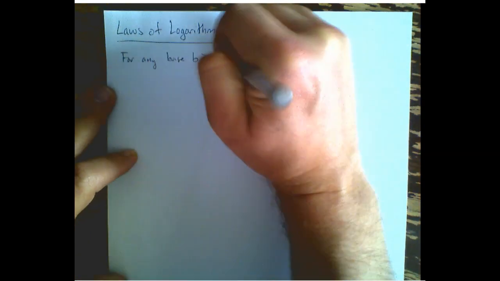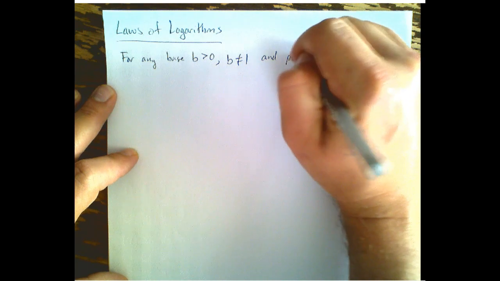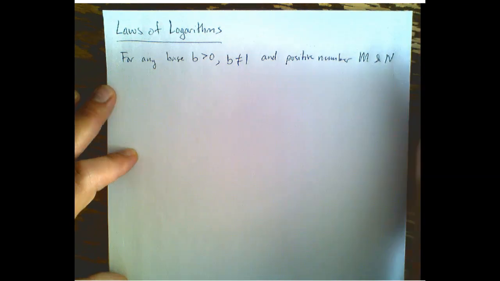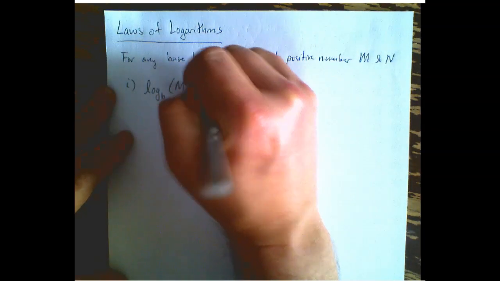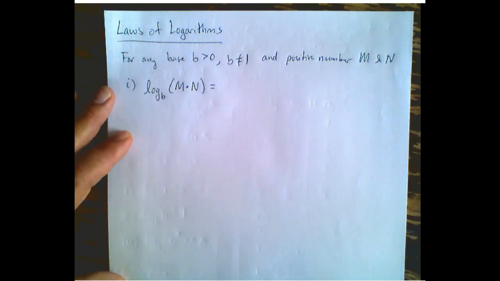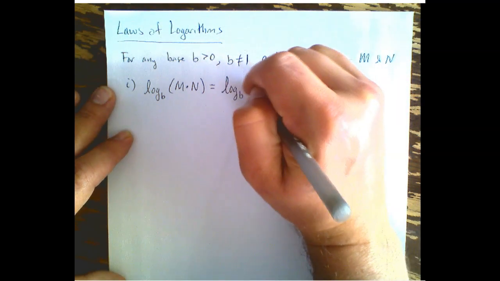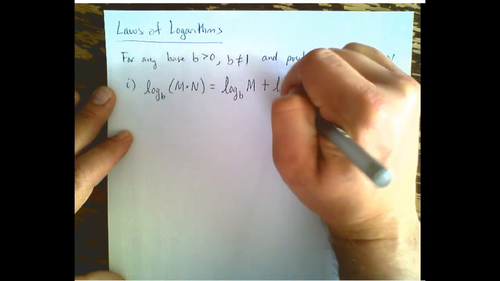For any base b greater than 0, b not 1, and positive numbers m and n, log base b of m times n can be expressed as the sum of two logs, log base b of m plus log base b of n. Okay.